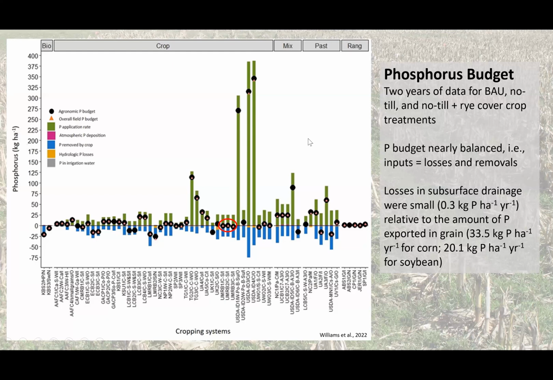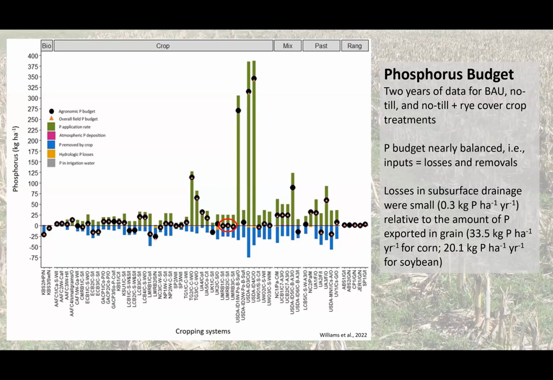We submitted only 2 years of data from our plots here for the business as usual or basic practice system, the no-till, and a no-till plus rye cover system. The budget for these three systems over these years was nearly balanced. So the losses and removals equal the inputs. So there wasn't much input in the first couple of years. One application of fertilizer, and then about 9 kilograms per hectare, I think, for the starter fertilizer application.